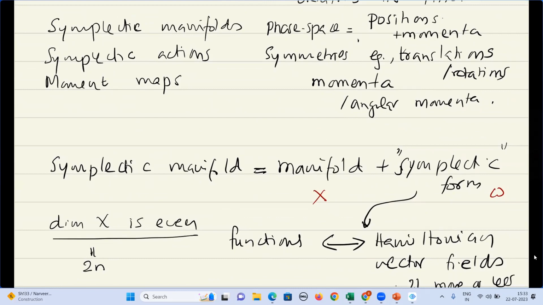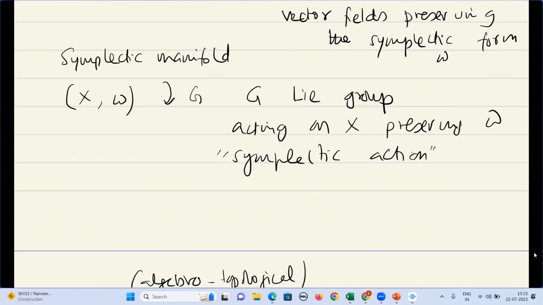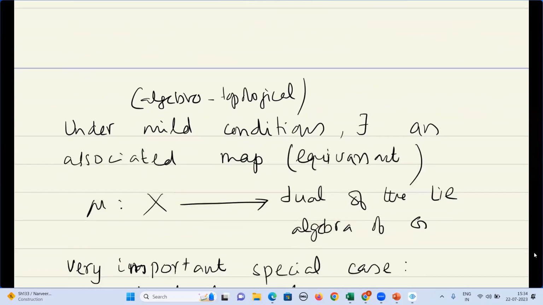So you have a compact symplectic manifold of dimension 2n, you have a compact Lie group acting on X, preserving the symplectic form, and this is called a symplectic action. What is the definition? I will say the definition in a minute.